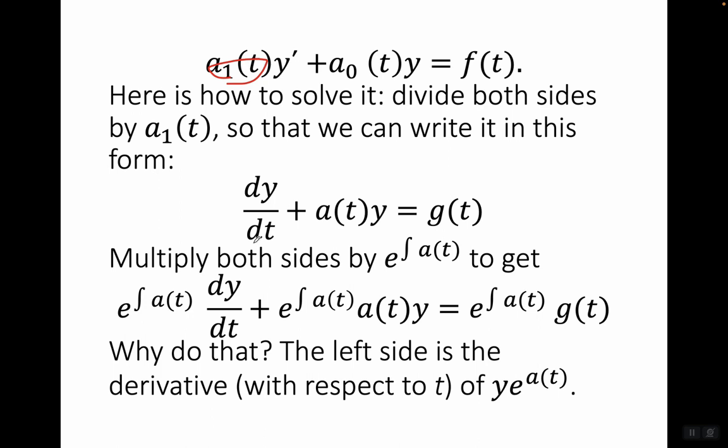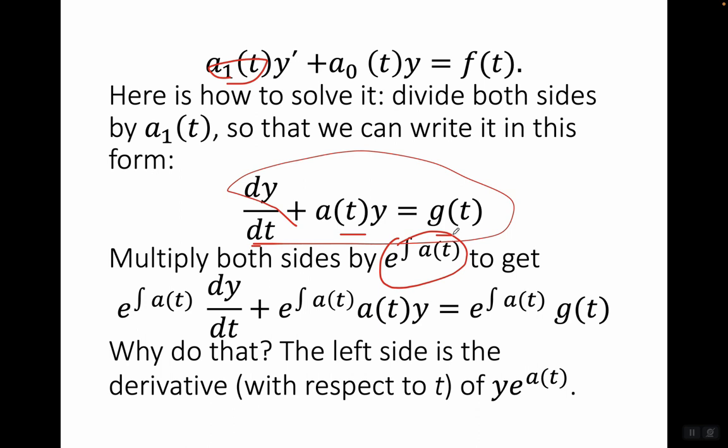We end up with something that looks like this, and then we multiply both sides by this complicated expression. We're going to call that an integrating factor. We do that, and we get e to the integral a of t. Again, that's where a of t comes from. So we have e to the integral a of t, dy/dt, plus e to the integral a of t times y, equals e to the integral of a of t, times g of t.